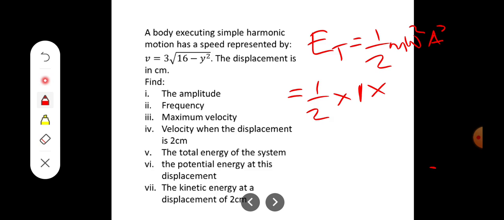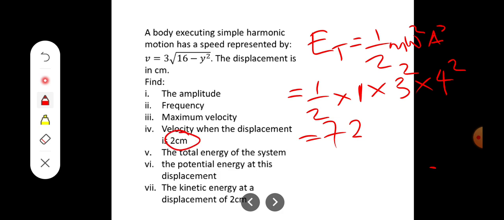Then multiplied by the omega is 3, so we have 3 squared. Multiplied by a, your a is 4, so we have 4 squared. So by the time we multiply, 3 squared times 4 squared divided by 2 is going to give us 72. So the total energy is 72. Then the next one says we should calculate the potential energy at this displacement.